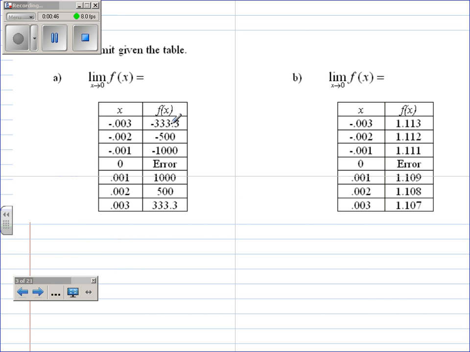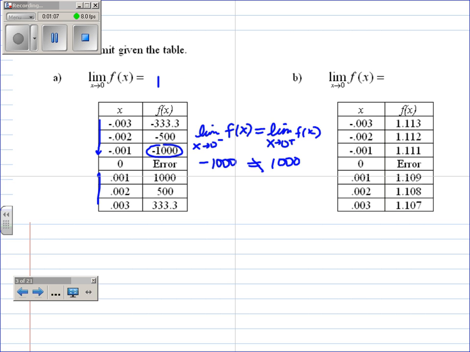Okay, so this whole idea is that the limit as x goes to 0 from the left of f of x needs to equal the limit as x goes to 0 from the right in order for the limit to exist. From the left, we're going to negative 1,000. From the right, we're going to positive 1,000. These do not equal each other, so the limit does not exist.